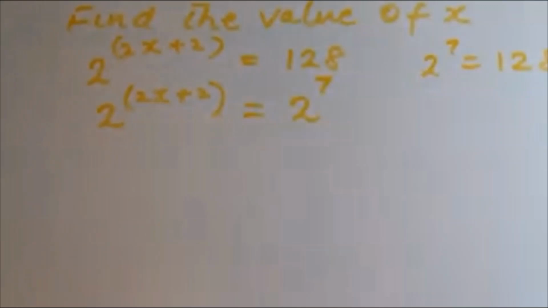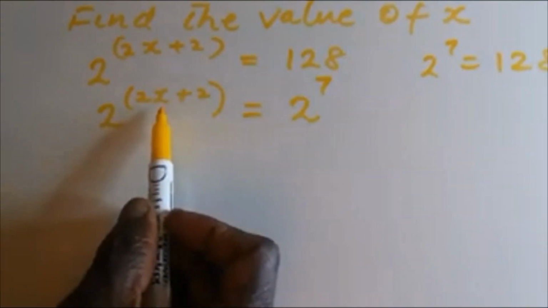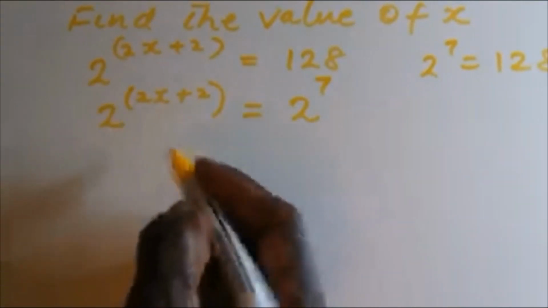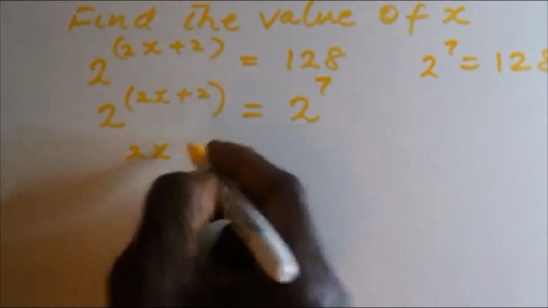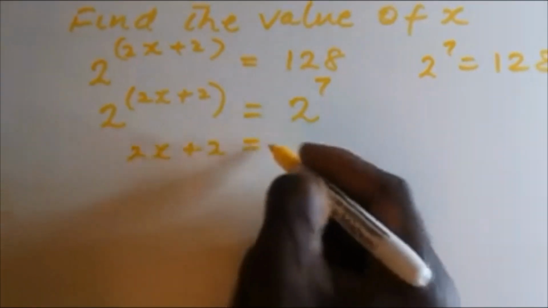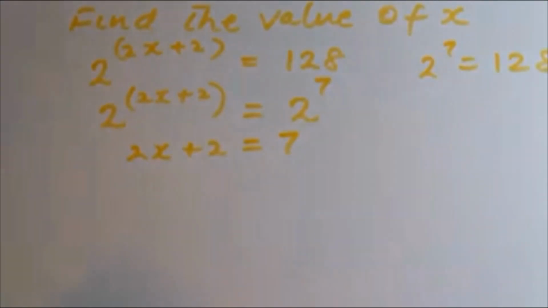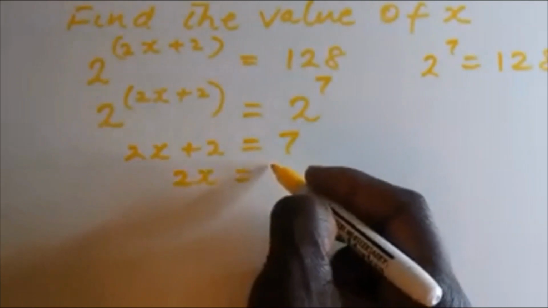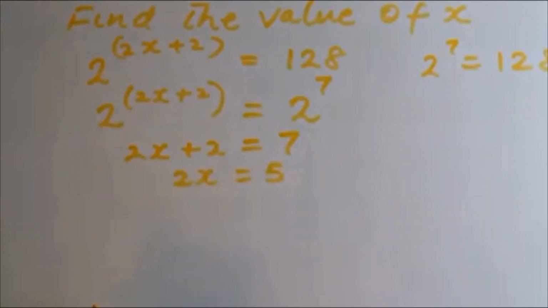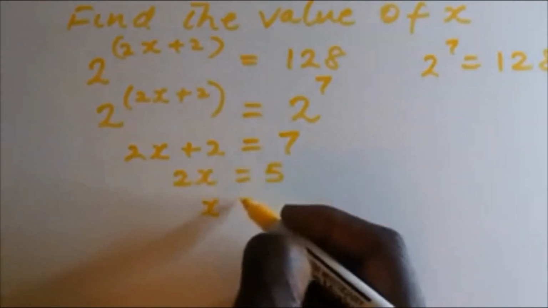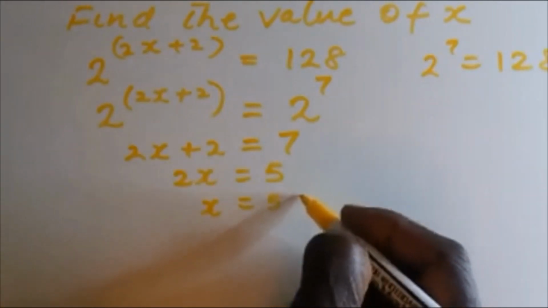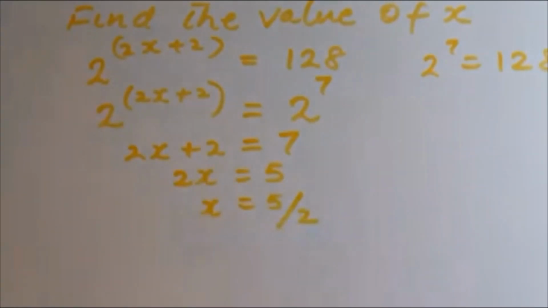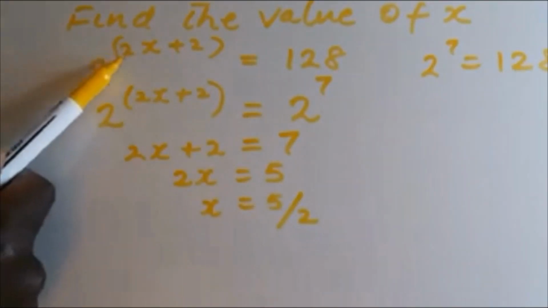And that means we can equate our indices: 2x add 2 is equal to 7. So that gives us 2x is equal to 5, and so x must be equal to 5 over 2. You can check that by substituting it in this index.